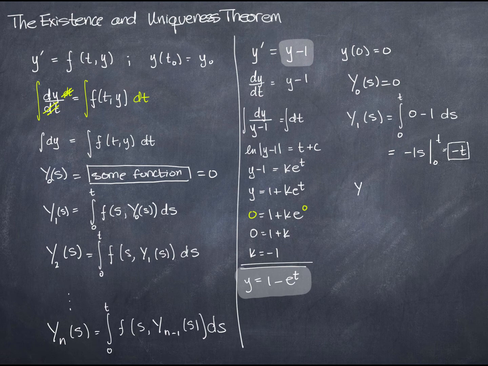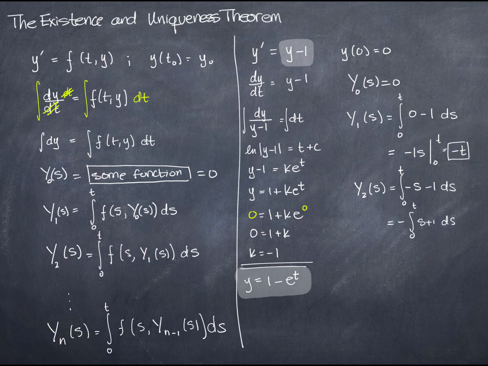And then to get the next one, y sub 2, we just integrate from 0 to t, y minus 1 ds. However, we replace that y with negative t, except because we're integrating with respect to s, we want to use the dummy variable s, so we have this. Then with respect to s, when I integrate, I think I want to rewrite this, first of all, as negative the integral from 0 to t of s plus 1.